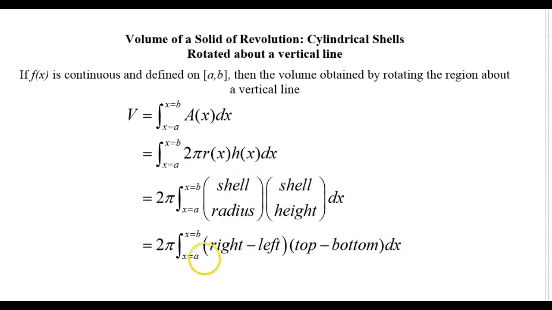So what this is going to amount to is the shell radius is going to be found by doing right minus left, and the shell height is going to be found by doing top minus bottom.